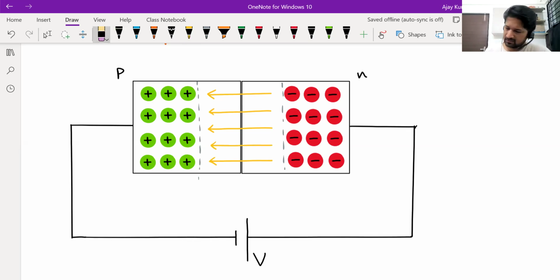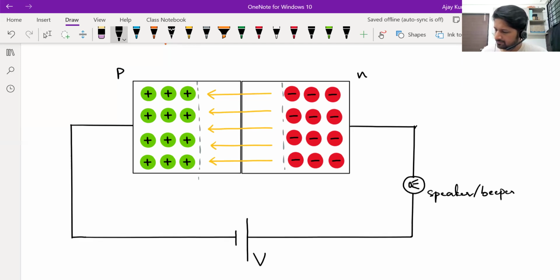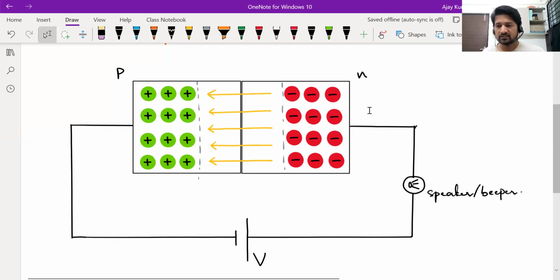Now, if we connect a small speaker here, a speaker or a beeper, basically it produces a sound when current passes through it. Now the diode is reverse biased. In reverse bias, there is negligible current, so the beeper will not produce any sound. Fine. Now you need to understand why the current in reverse bias is negligible.